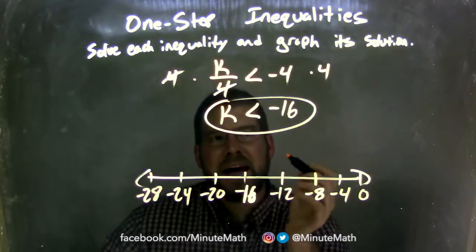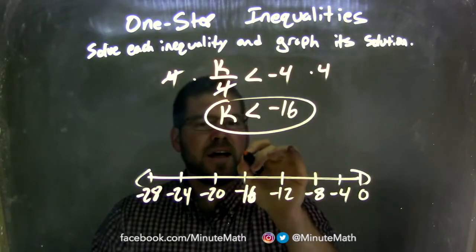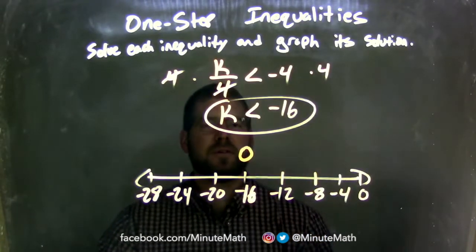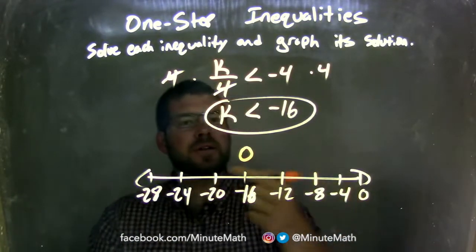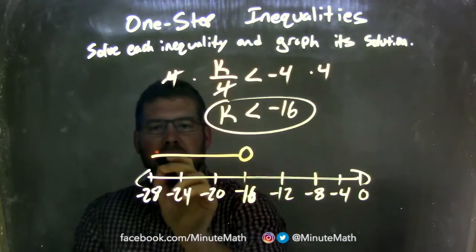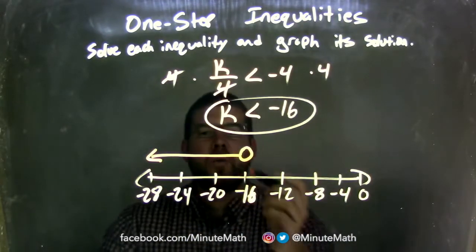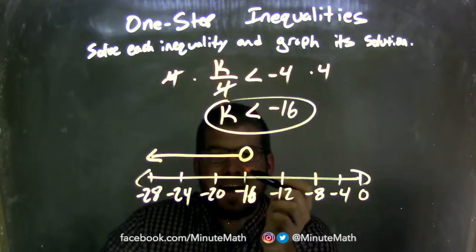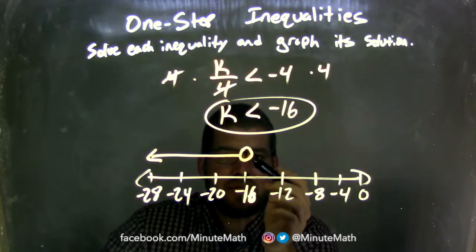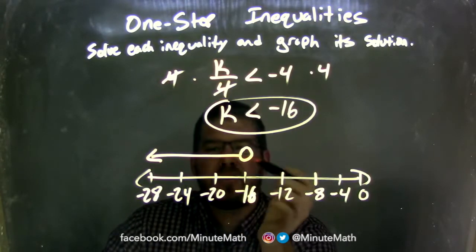So k is less than negative 16, so just as less than, I have an open circle, because it's not equal to, and it's going to the left because it's less than, so I draw my arrow to the left, and there we have it, where our graph here represents k is less than, but not equal to, negative 16, shading to the left.